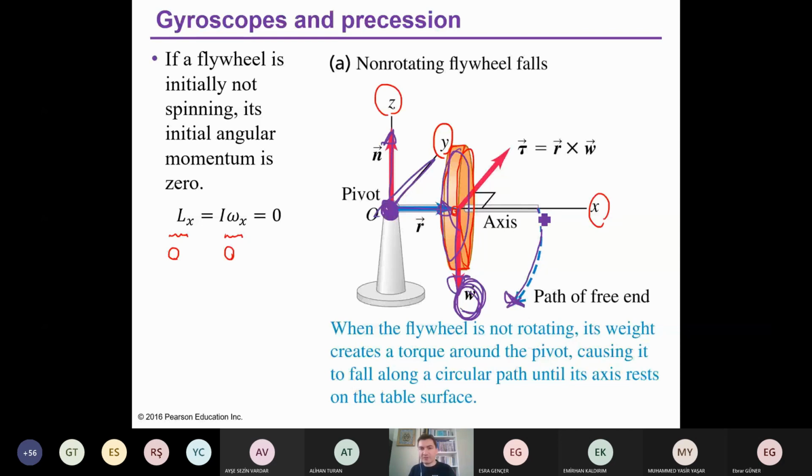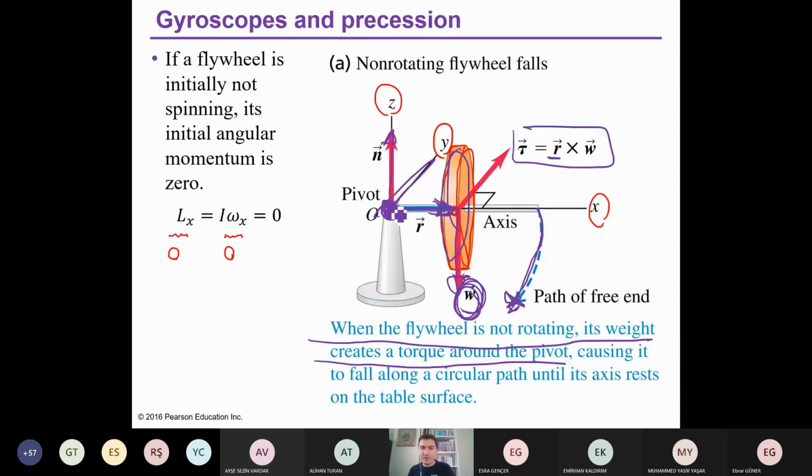When the flywheel is not rotating, its weight will produce a torque around the pivot. So let's try to write this torque. This is R, the distance to the rotation axis, and this is the force applied by the weight. This torque will produce this type of movement, causing it to fall along a circular path until its axis rests on the table surface. Did you understand this part? If you have any question related to this part, please let me know.